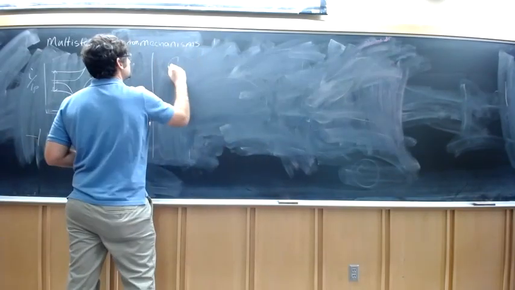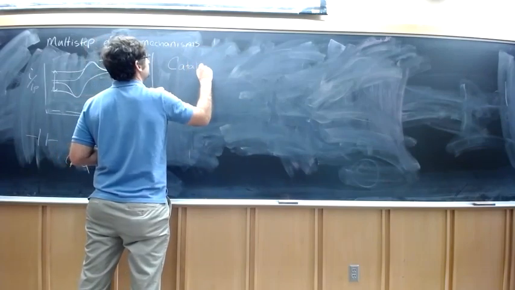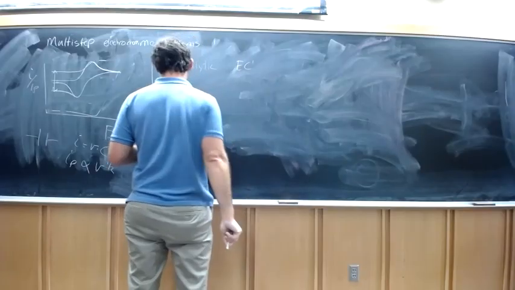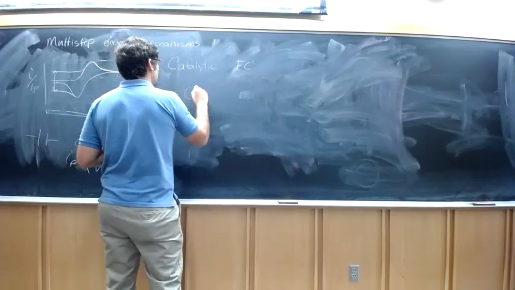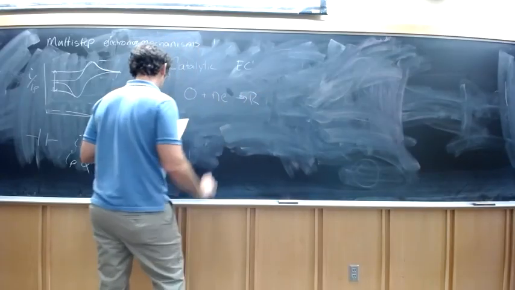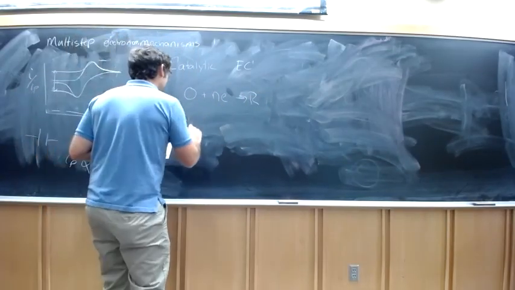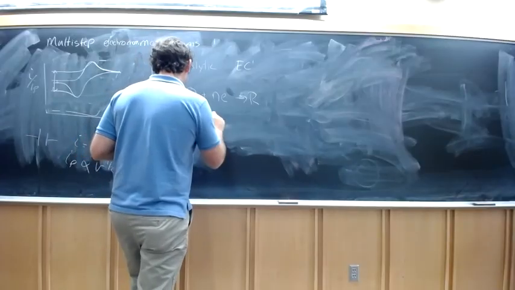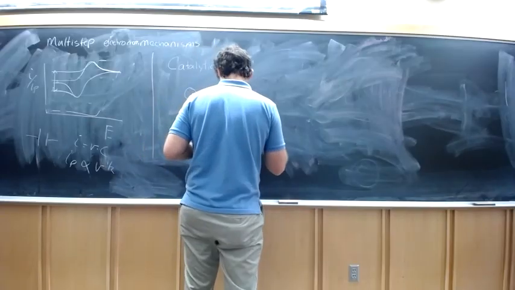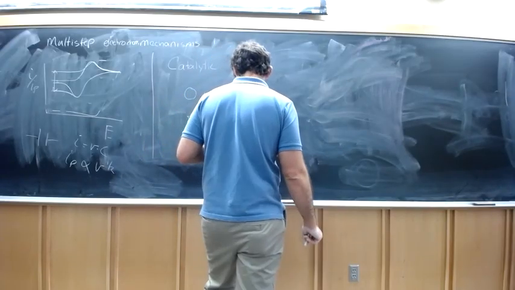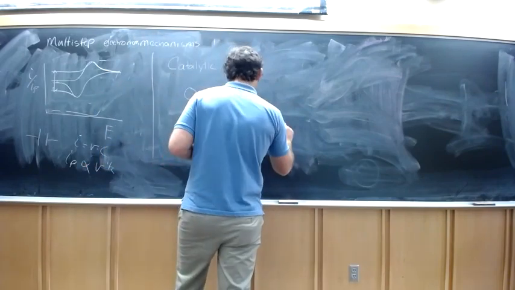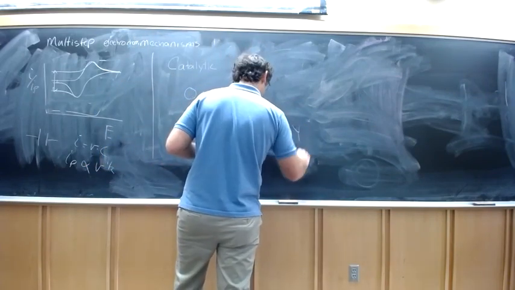So another type of reaction is called a catalytic reaction, and this is an EC prime. So imagine you have O plus some electrons goes to R. And then I can have that R react with some species Z with some rate constant, K prime, we'll call that forward rate constant. We'll assume it's irreversible. There's no significant backwards component. It goes back to O plus species Y.